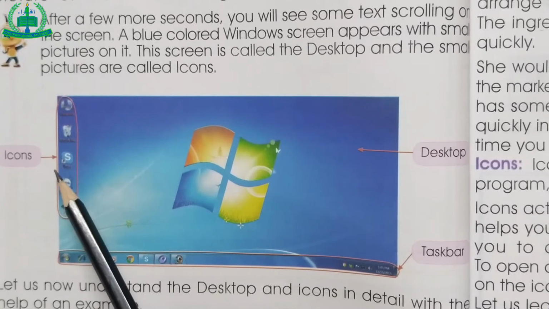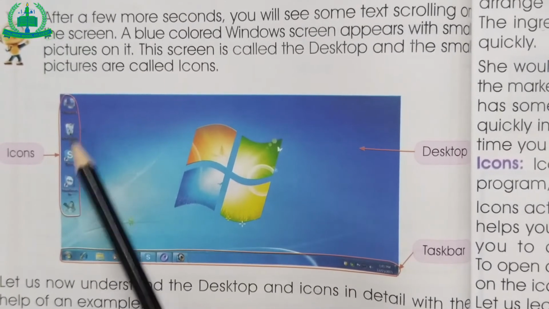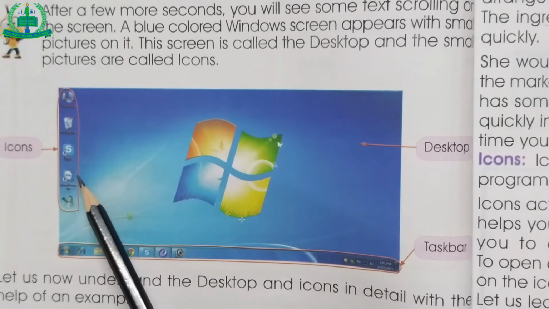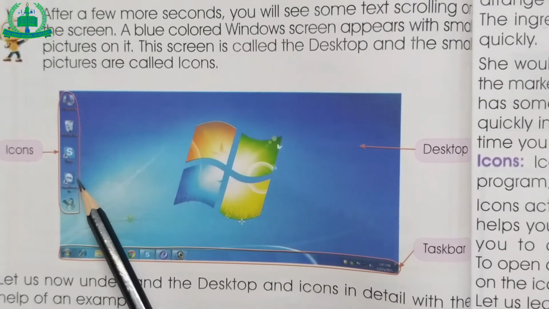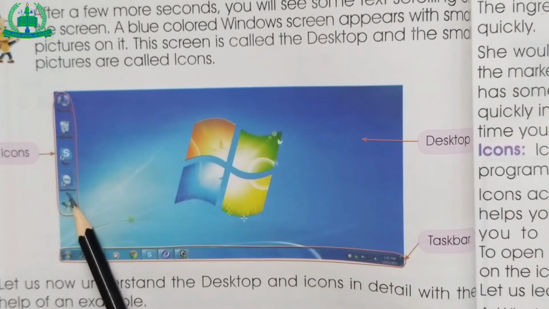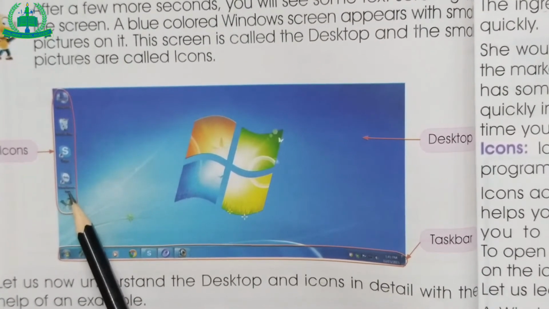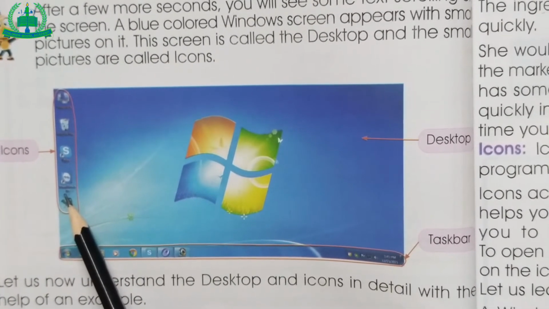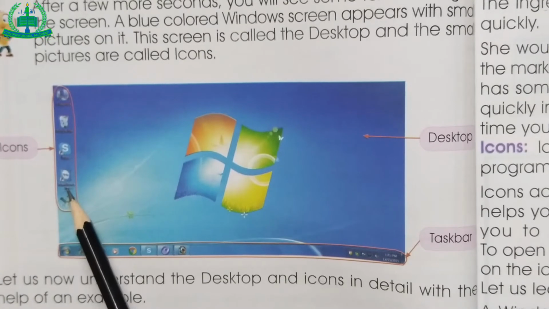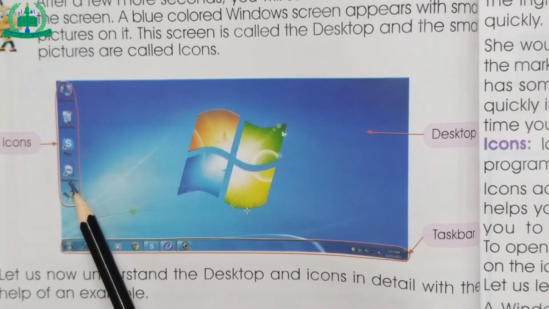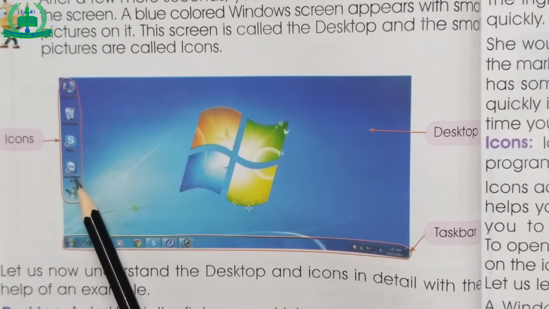Icons. Icons are small pictures that represent a specific application, program, a file or folder which allows you to access data quickly. Icons act like shortcuts to various programs, just as a bookmark helps you to locate the page you want instantly. Icons help to open a program. You just need to double click on the icon.